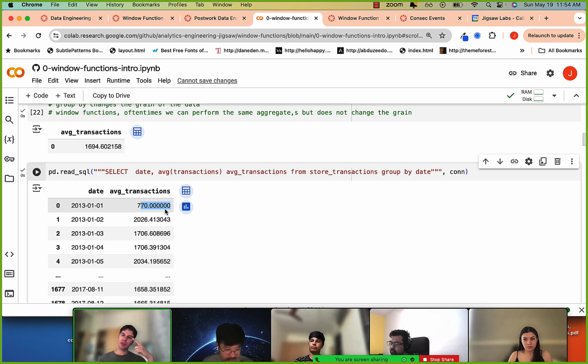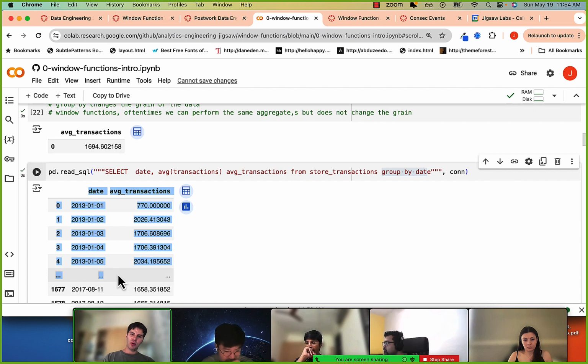Now let's say we want the same thing again. We want to say, is this high or low? For this day, across all stores, is this a good day or a bad day compared to the average day? To do that, it's actually not hard. You have to think that the group by occurs first. So we've just changed the grain of the data. Okay? So now, this is average transactions per day.